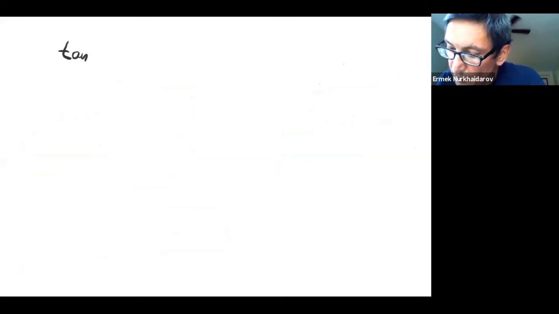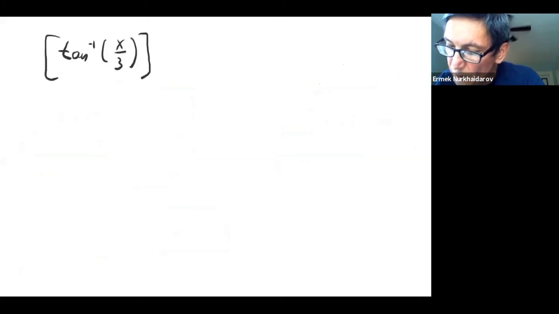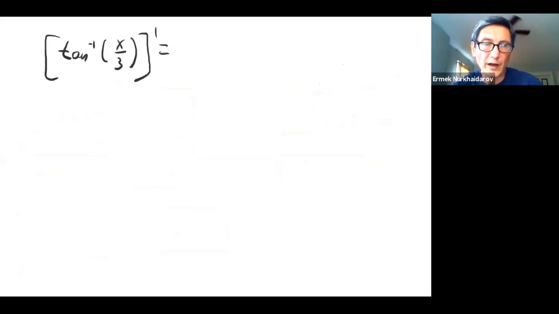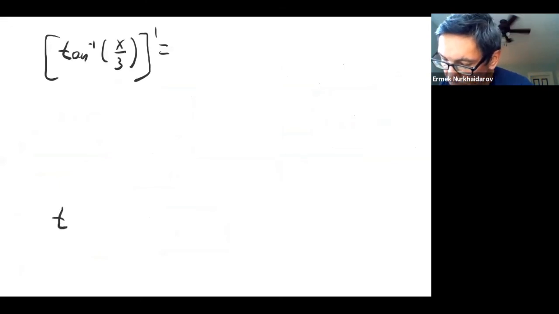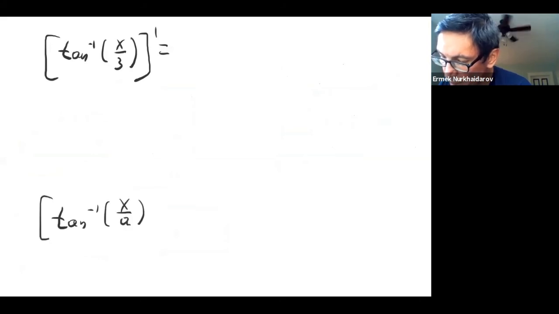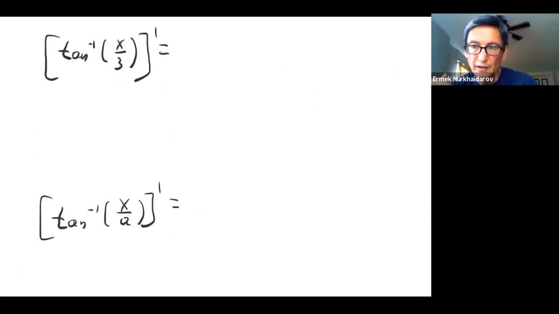To derive a shortcut formula for the integral, what we'll do is take the derivative of, say, tangent inverse of x over 3. Same way as before, when we did the derivative of sine inverse of x over 2. Here we'll do tangent inverse of x over 3, which will lead us to a formula for tangent inverse of x over a. And that will lead us to a shortcut for the integral formula as well. We'll calculate the first derivative, and then we'll discuss how to get the second derivative.